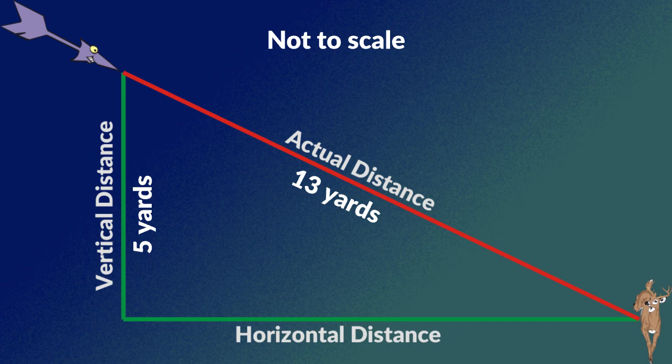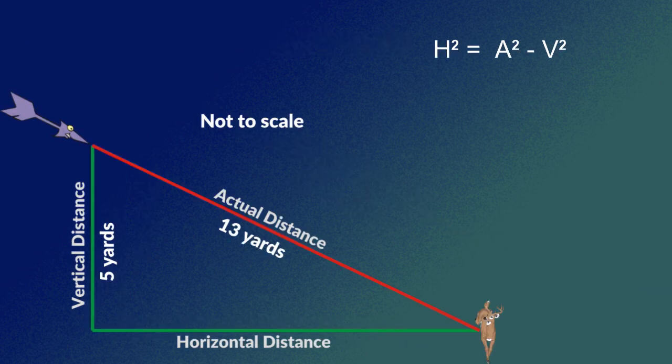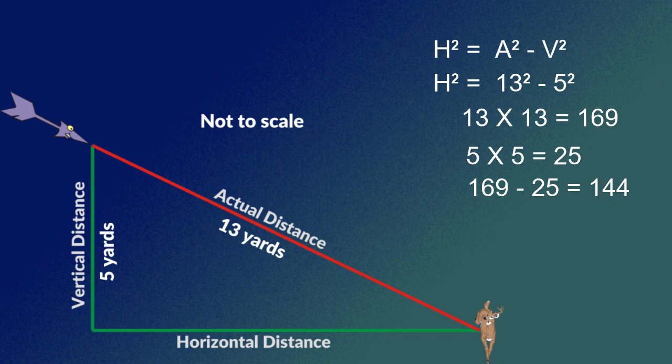How far is the horizontal distance? Using the formula I spoke of earlier, h squared equals a squared minus v squared, we get h squared equals 13 squared minus 5 squared. H squared equals 169 minus 25. H squared equals 144. The square root of 144 equals 12, so h equals 12.